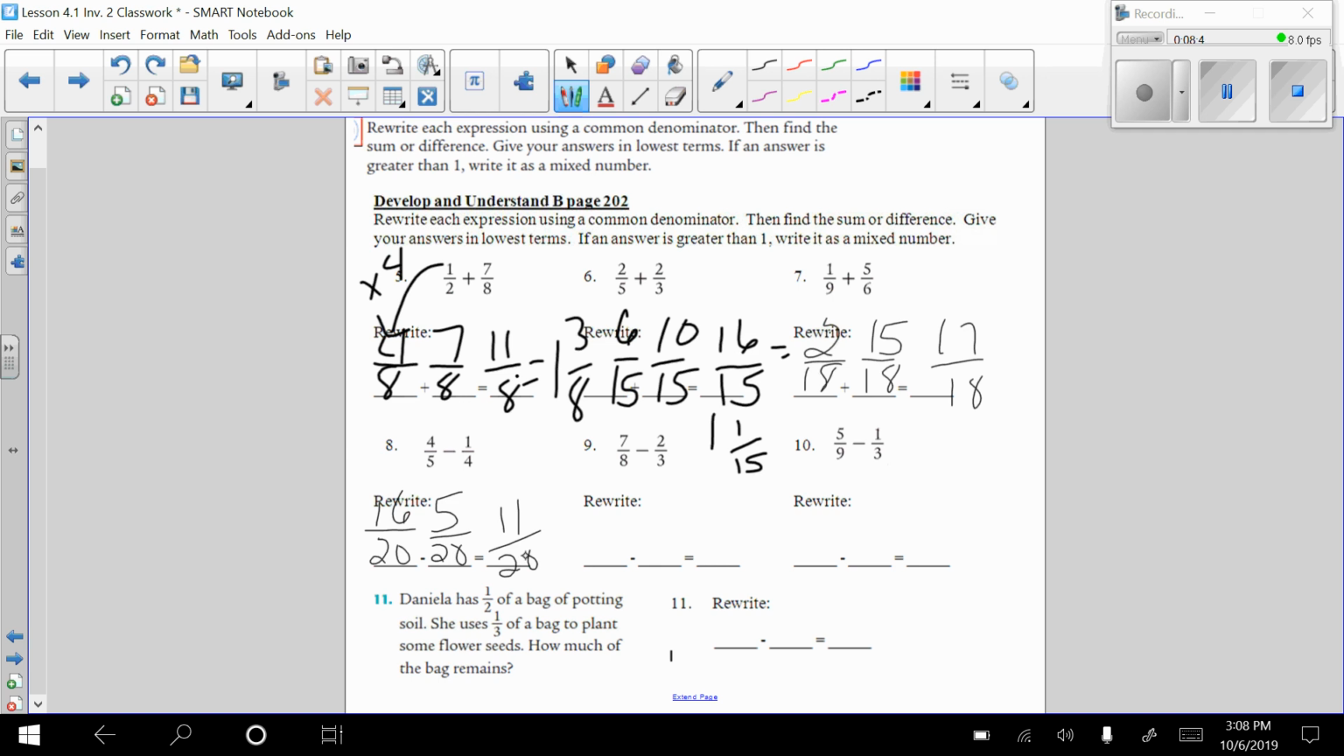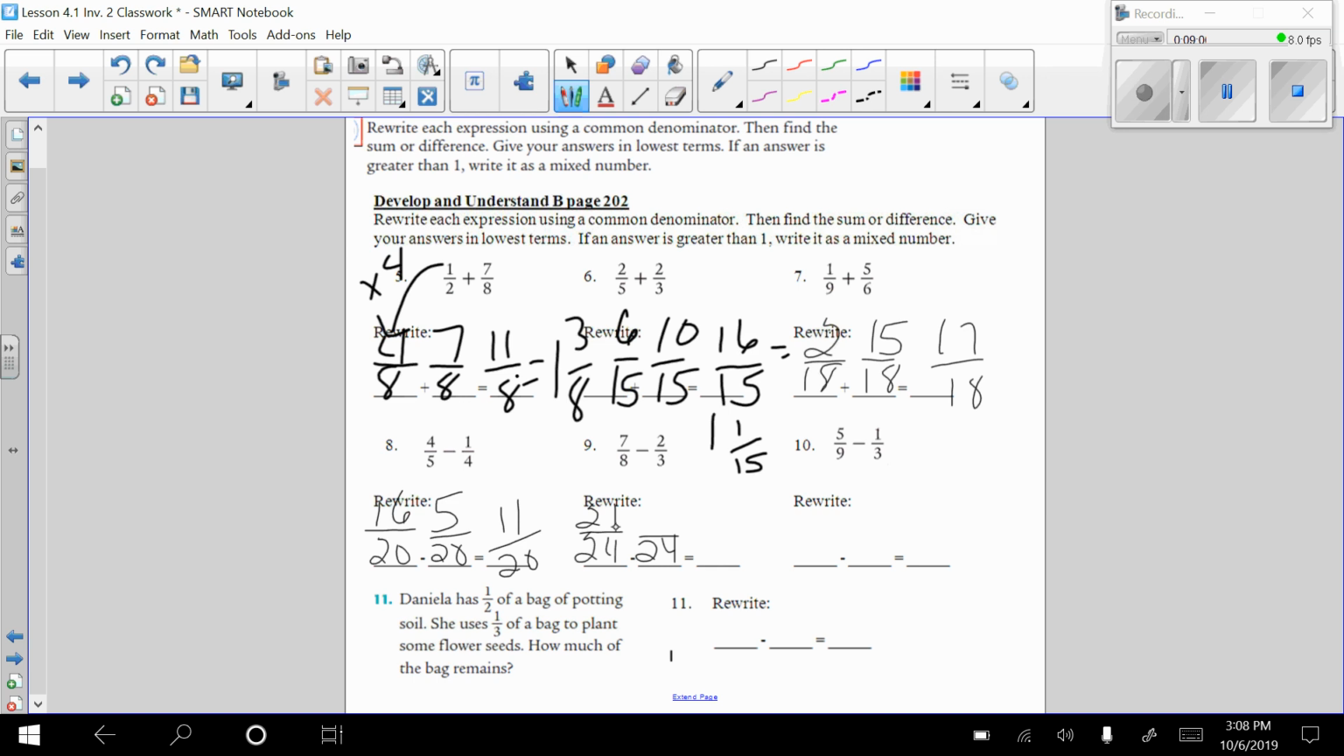Let's look at another one. 7/8 minus 2/3. Again, multiply your denominators together to find a common denominator. So that would be 8 times 3 is 24. What did I do to 8 to get to 24? I multiplied by 3. Do the same thing to the top. 7 times 3 is 21.